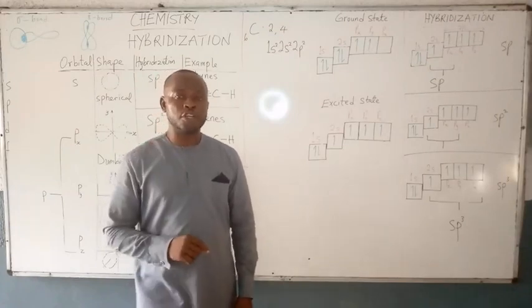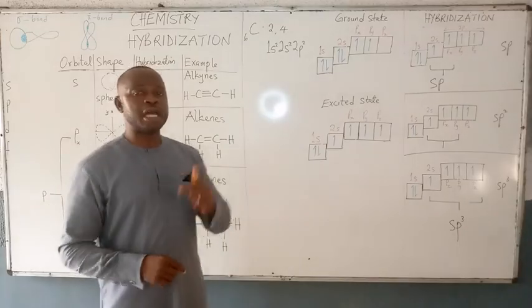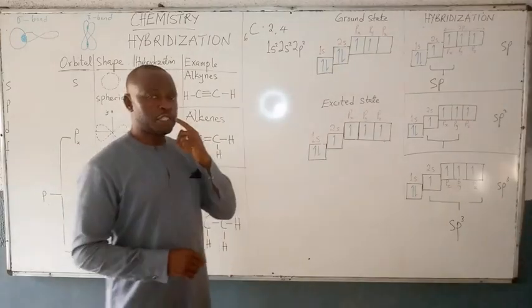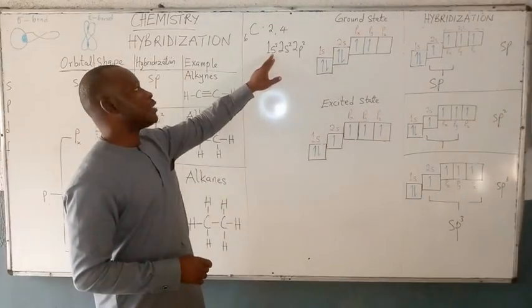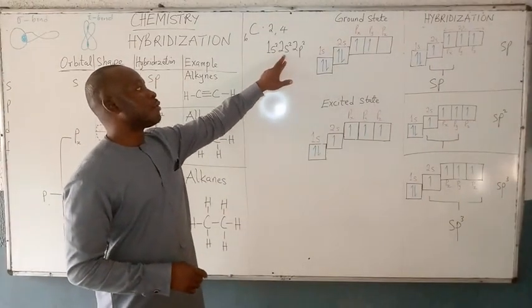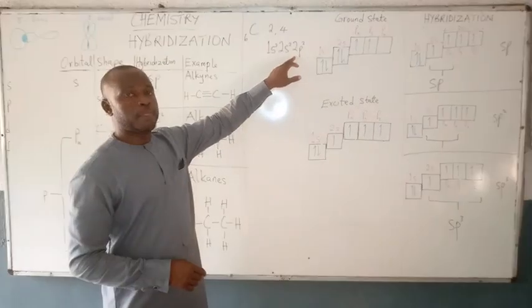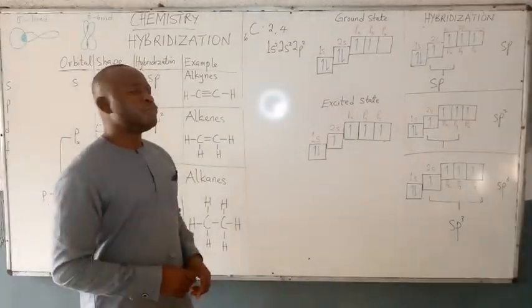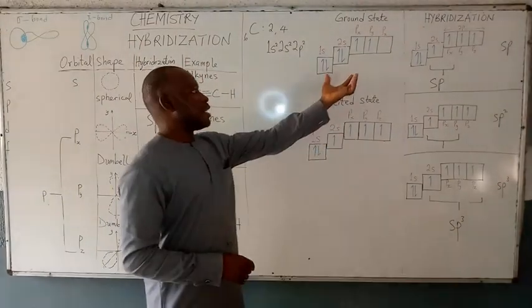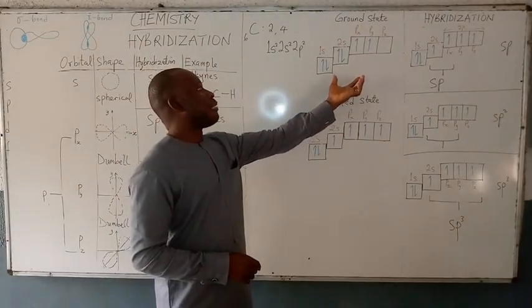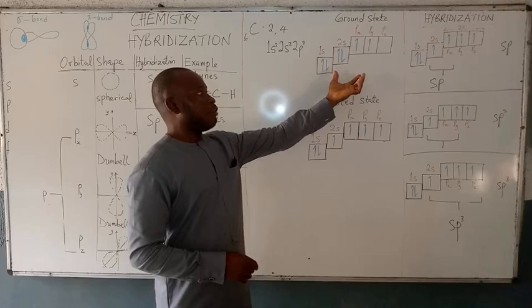The electron configuration of carbon can be written using SPD notation. Do you remember the Aufbau principle? That is 1s2, 2s2, 2p2. Do you remember Hund's rule in your SS1? Representing the electron configuration of carbon in boxes like this.